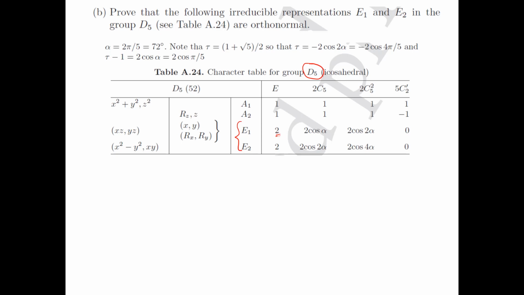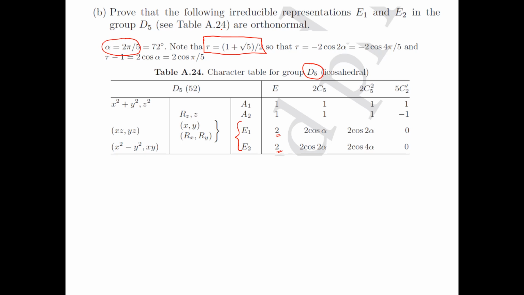They are both 2D representations, 2-dimensional representations. And these are the character tables in which alpha is an angle of 2 pi over 5, 72 degrees. And there's an interesting result here, which is you can relate the cosines of 2 alpha and the cosines of alpha to this quantity, which is the so-called golden mean or golden ratio, 1 plus square root of 5 over 2.